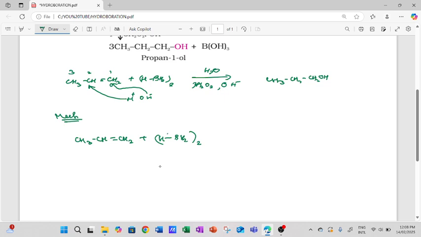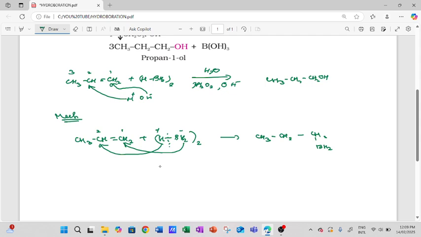In the first step, the HBH2 bond breaks. H is positive and BH2 is negative. The negative part, BH2, goes to the carbon with more hydrogen atoms, which is carbon number 1, so H plus moves to carbon number 2. We can write the product like CH3, CH2, because CH gets one hydrogen, so the double bond changes to a single bond, and then CH2 is added to BH2. Got it? So this is the first step. Out of HBH2 twice, only one HBH2 is added in the first step.